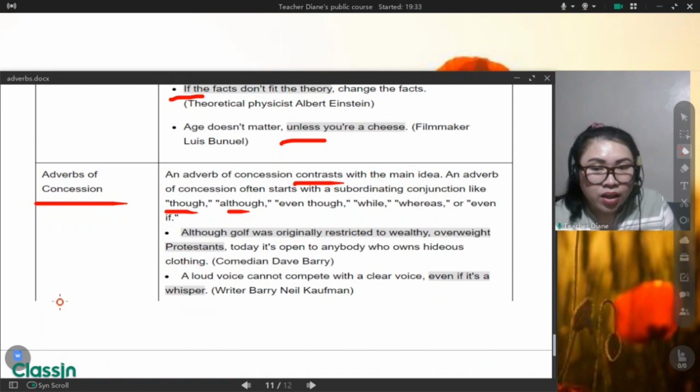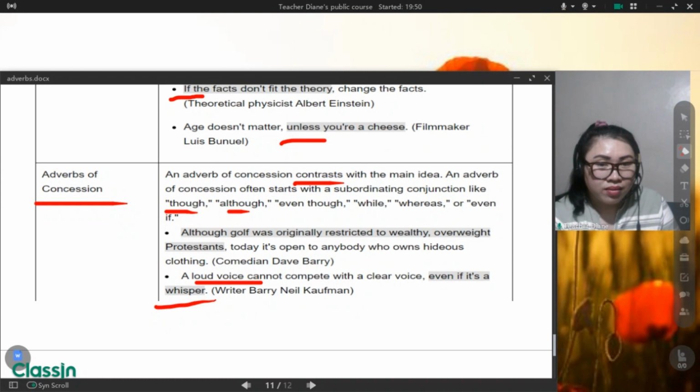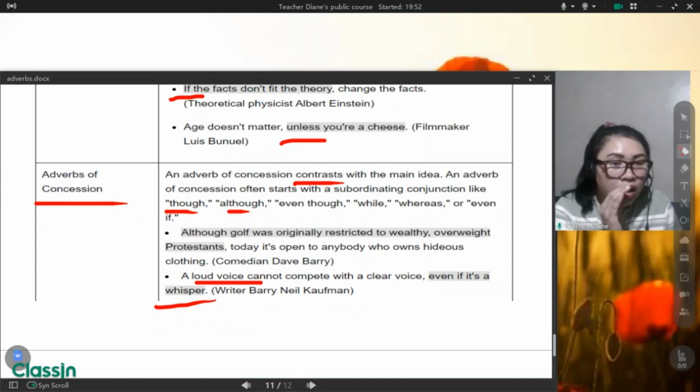A loud voice cannot compete with a clear voice, even if it's a whisper. So, whisper is the opposite of a loud voice. Of course, a loud voice is a big voice, and a whisper is like you cannot hear it.